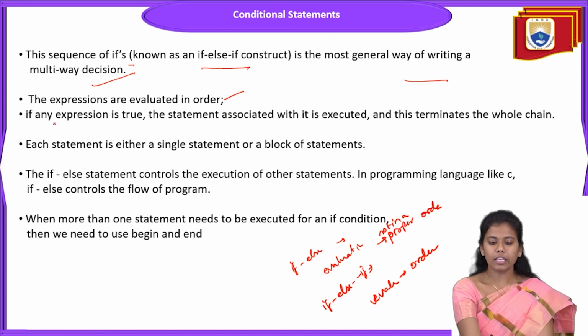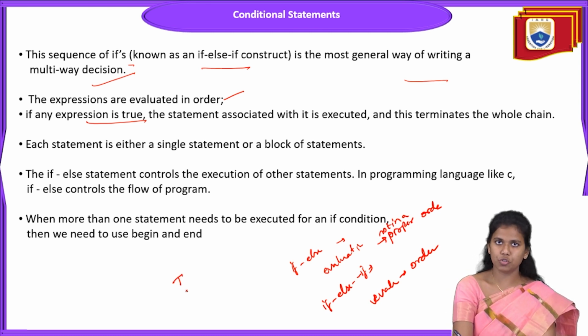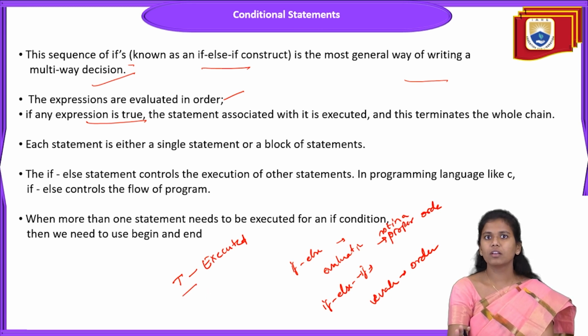So in if else if, if any expression is true, the statement associated with that particular condition will be executed. We have discussed this in the previous class, right? And this terminates the whole chain. Unless you find a true statement, we will end the chain right there. Why? Because when the expression is true, I can easily execute the statements.